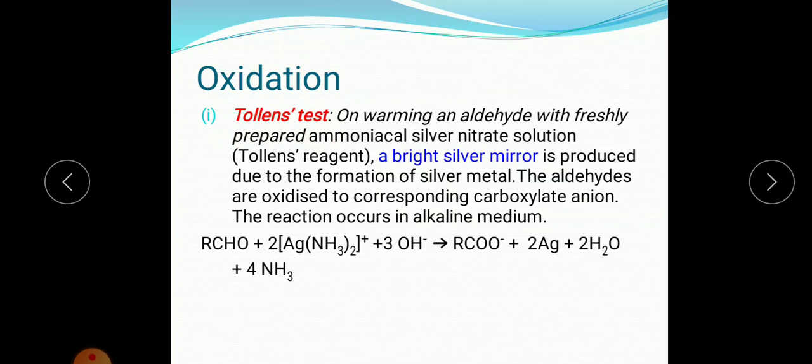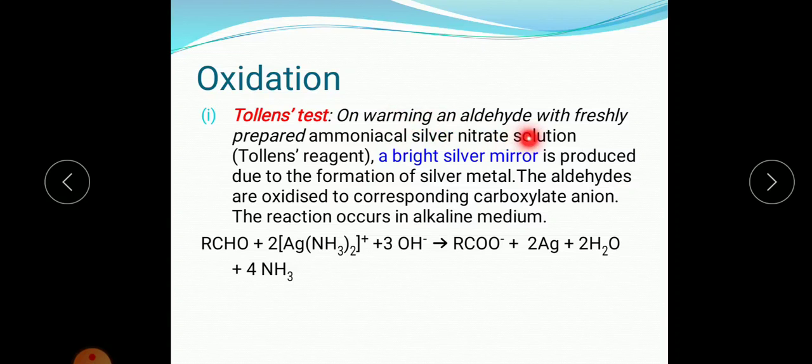we'll take the sample aldehyde and add Tollens reagent, which is ammoniacal silver nitrate solution, and after that we'll keep it in a hot water bath. That means we'll keep the test tube containing the sample and the Tollens reagent in a beaker containing water and keep it for warming. After 4 to 5 minutes, you'll observe that the inside of the test tube is covered with silver color, and that is also called the silver mirror test.